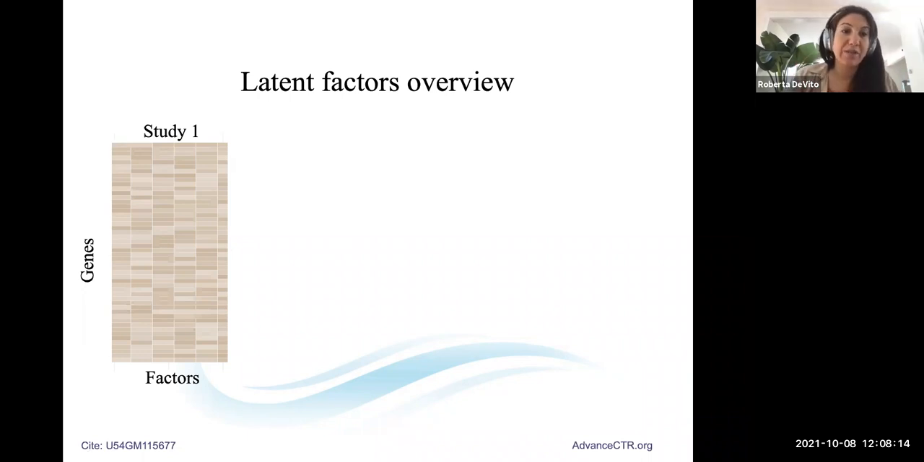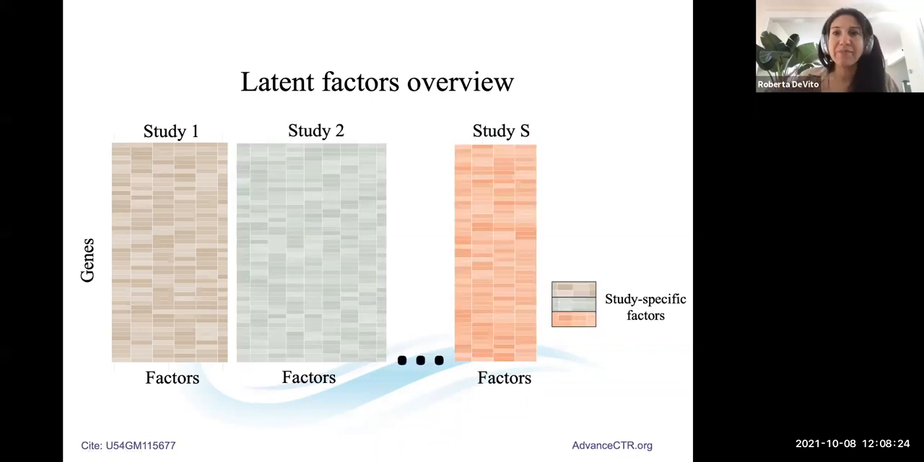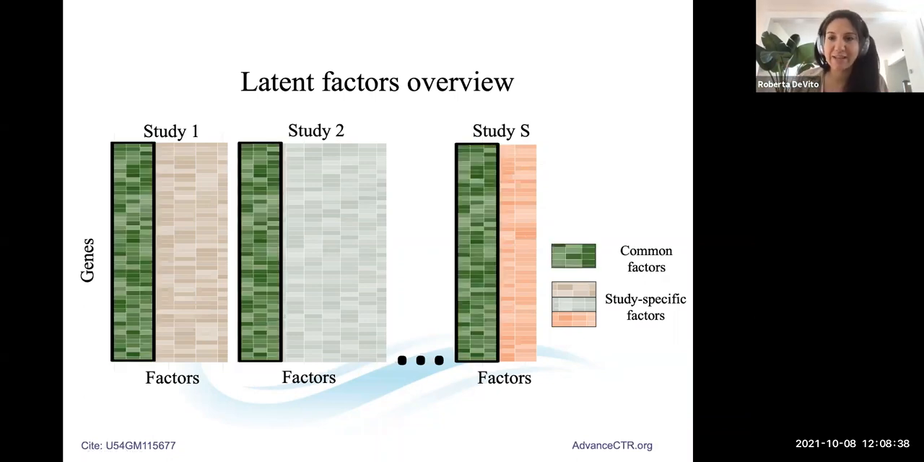So in this case, for example, we can define cluster of genes highly expressed in factor 1 and in factor 2 and so on. And we can perform this factor analysis in each of our studies. And we can assess again for each study the cluster of genes highly expressed. Where we want to arrive is something like that. We want to arrive to define common factors, these factors in green that, as you can see, do not change from study to study.